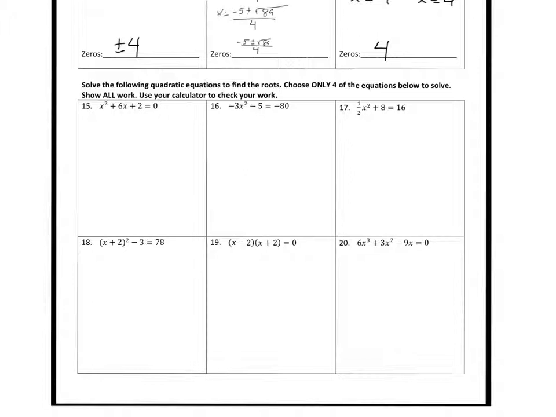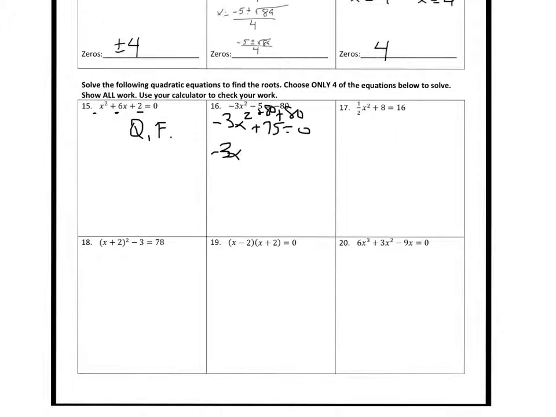Lead coefficient of 1, so that means I need to find 2 numbers that multiply to 2 and add to 6. Well, 2 and 1, not possible, so we're actually going to have to use the quadratic formula for this one. Okay, 16, I want to make it equal to 0, so I need to get negative 3x squared. And then I'm going to add 80 to both sides. So negative 5 plus 80 is going to be positive 75 equals 0.